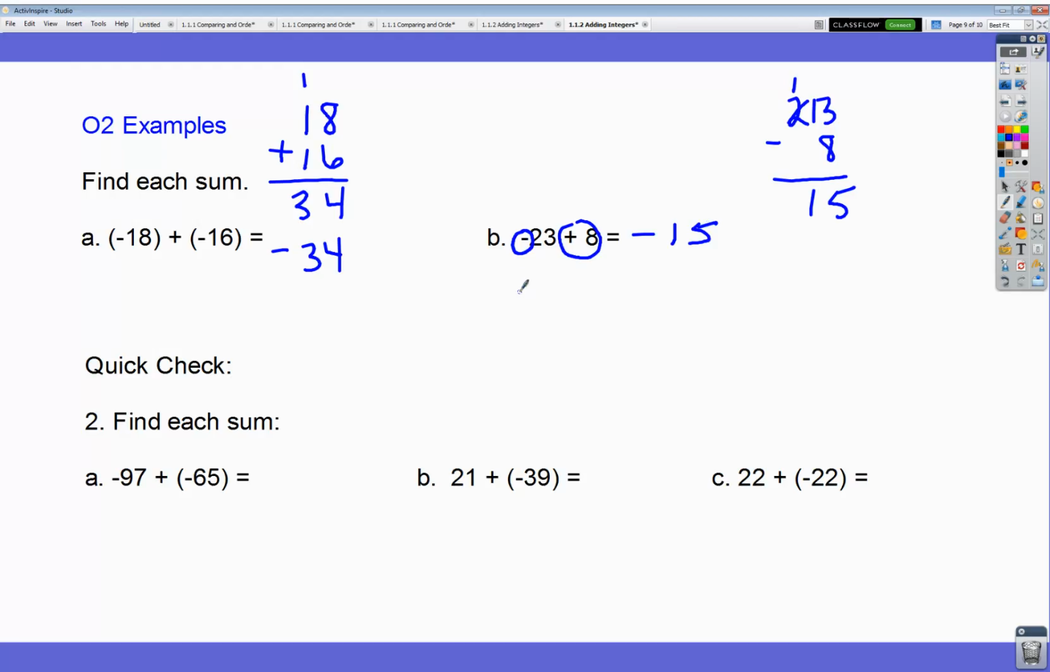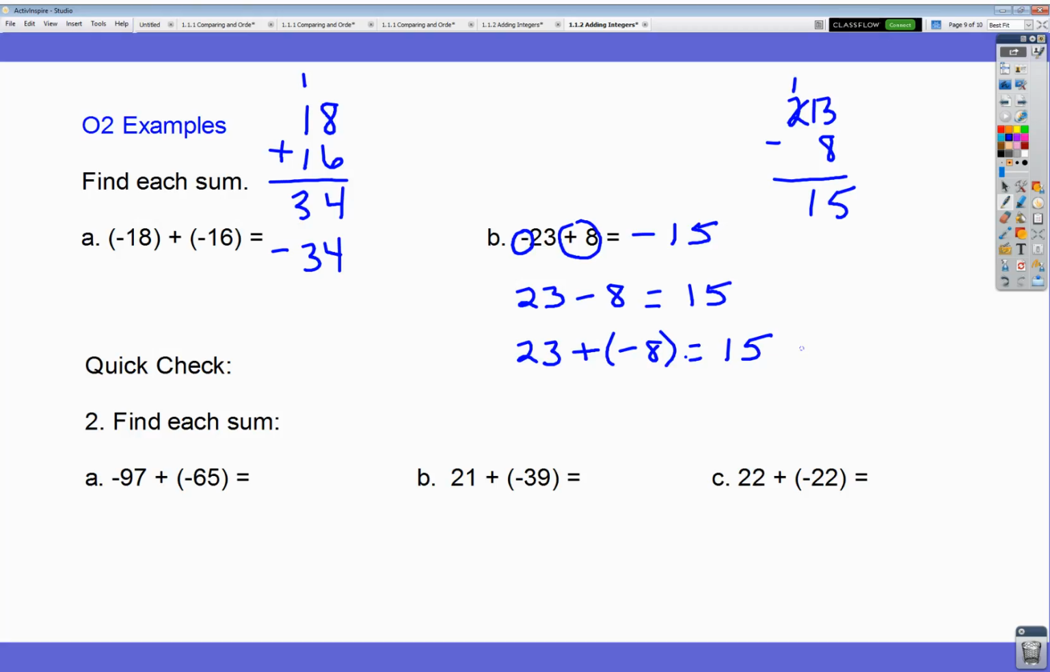If this problem had said 23 minus 8, the 23 here is positive, so the answer would be positive 15. If it said 23 plus a negative 8, it would be the same thing. I'm going to still subtract the numbers, and I'm going to keep the sign of the larger number. So 23 plus negative 8 is the same as 23 minus 8, which is 15. Okay, pause the video, try the quick checks, and then come back and we'll go over them together.